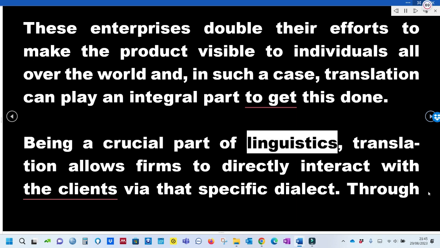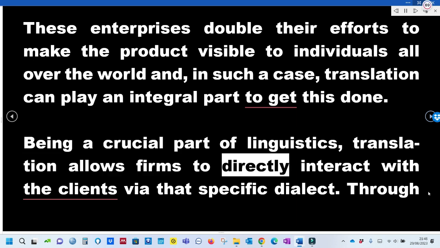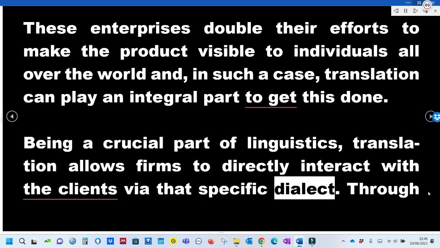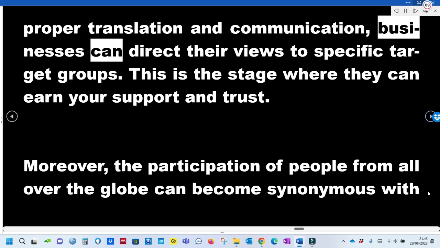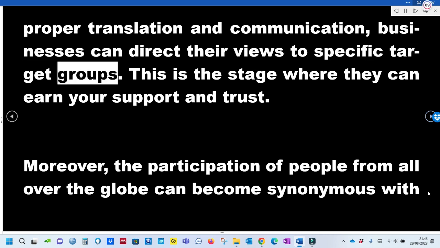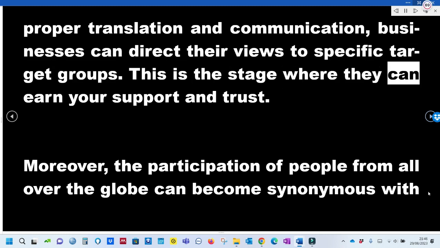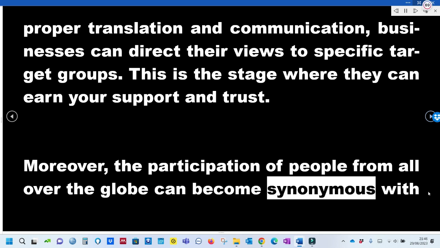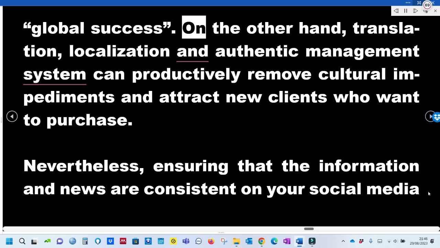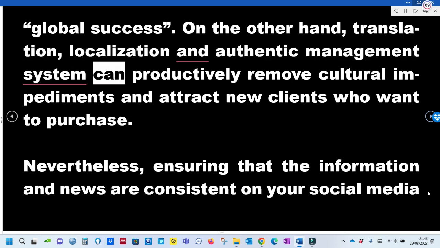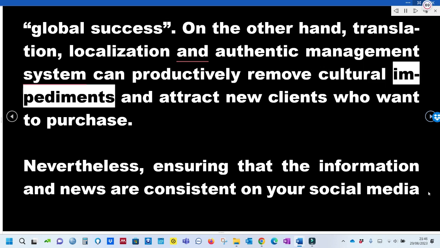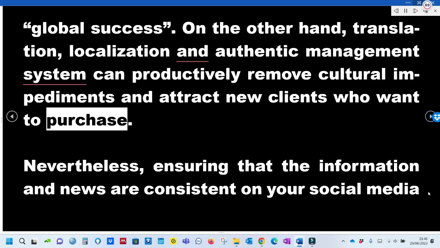Being a crucial part of linguistics, translation allows firms to directly interact with clients via that specific dialect. Through proper translation and communication, businesses can direct their views to specific target groups. This is the stage where they can earn your support and trust. Moreover, the participation of people from all over the globe can become synonymous with global success. On the other hand, translation, localization, and an authentic management system can productively remove cultural impediments and attract new clients who want to purchase.